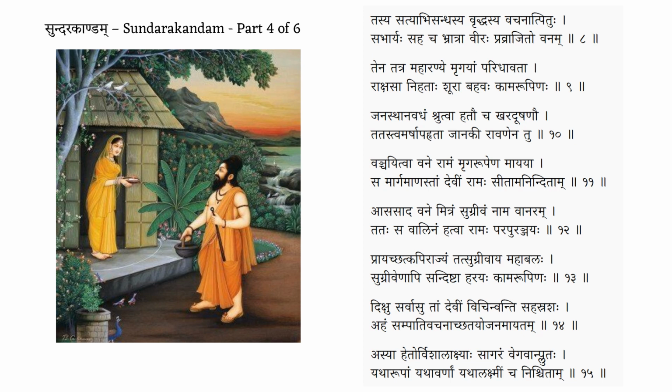Okay, the next one. Samargamanah tam devim ramah sitamanindhitam asasada vane mitram sugrivam nama vanaram. Now saha has become sa, again visarga sandhi, because ma is after that visarga. Saha margamanah tam devim ramah sitam anindhitam asasada vane mitram sugrivam nama vanaram. So finally, we have a Kriyapadam here. Asasada is Kriyapadam.